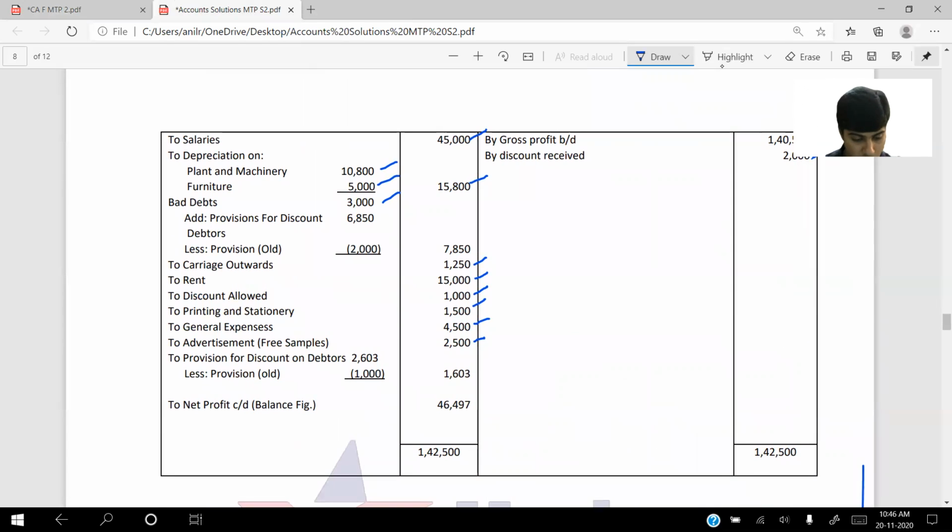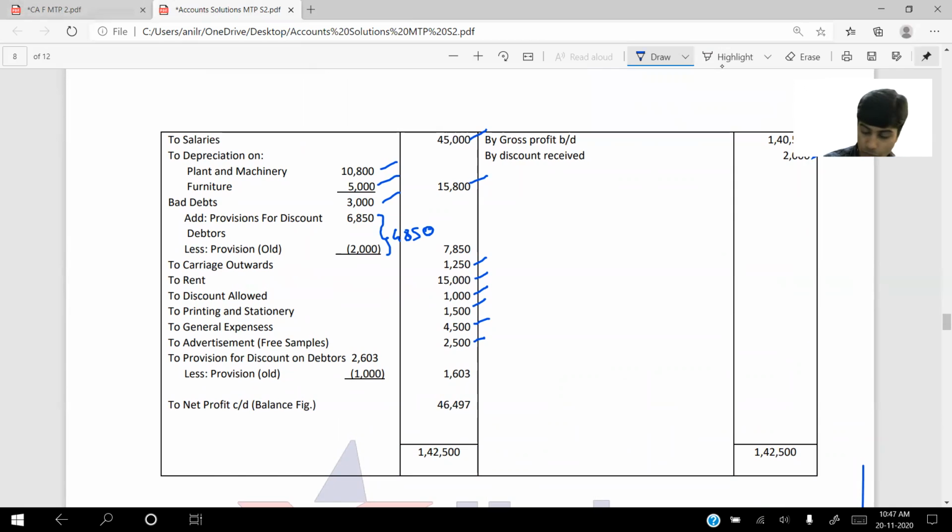Okay, they've adjusted both everything together. 6,850 bad debts they've added together, but 3,000 I've already ticked, isn't it? 6,850 minus 2,000 is 4,850. That's what I told. What they've done is they've written that bad debts also together. Can I write it separately? Yes, you can.